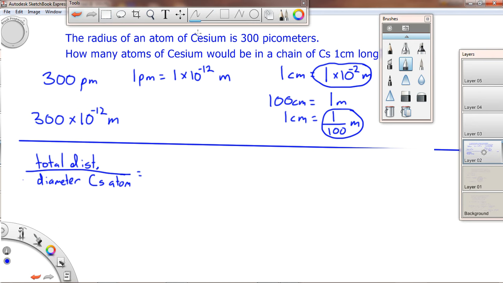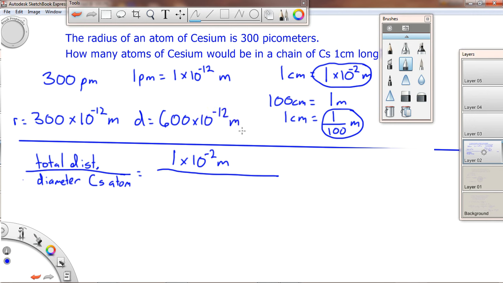All right, so what we're doing is we're going to take 1 centimeter, but we're going to write it as 1 times 10 to the negative 2 meters. And then we're going to divide this by our diameter, which is going to be 600 times 10 to the negative 12th meters. The reason why we're doing this, we have to have our units be the same on the top and bottom so that they cancel out and we get a number. All right, so here we go.